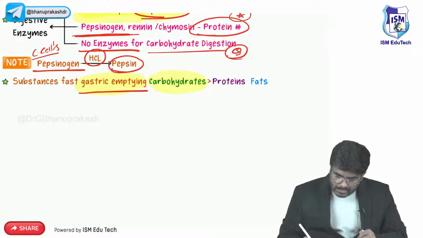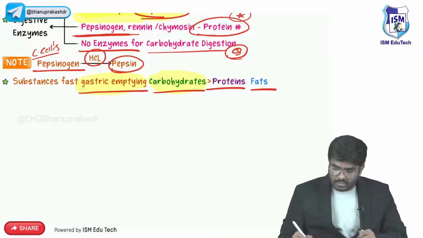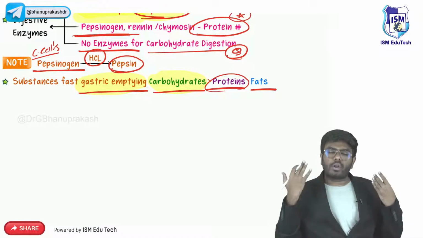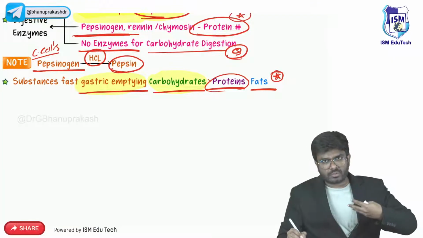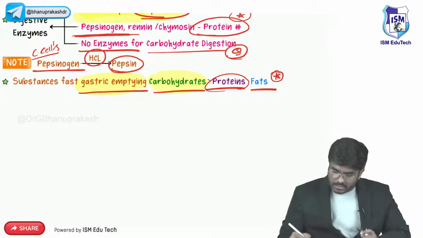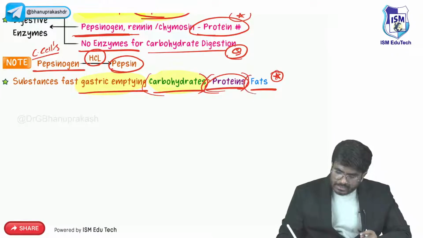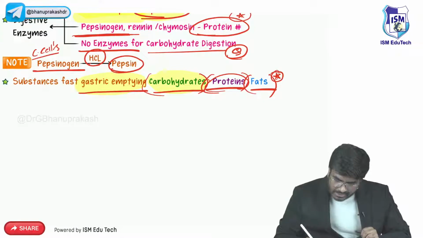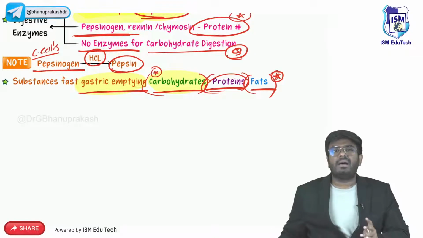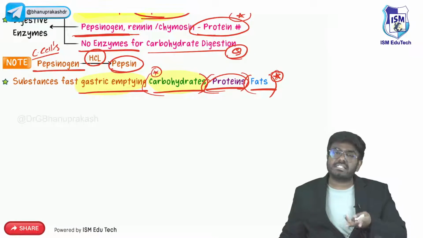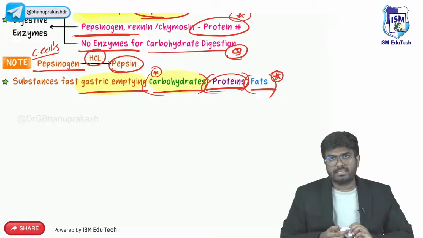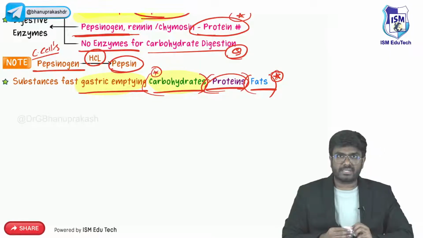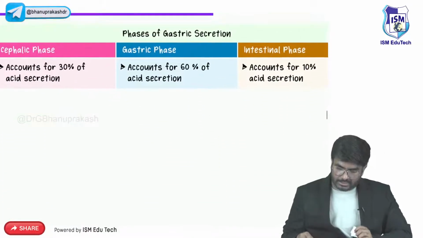Followed by proteins, followed by fats. If you eat proteins, they are going to stay in your stomach for a long time. If you take fats, they are going to stay in your stomach for almost half the day. If they ask you, I should say it this way: gastric emptying is fastest for carbohydrates. Gastric emptying time is very less for carbohydrates. Gastric emptying time is more for lipids. Okay, so with this, the topic is completed.